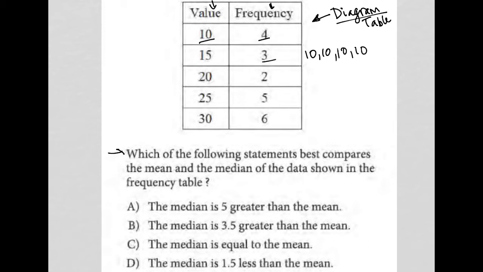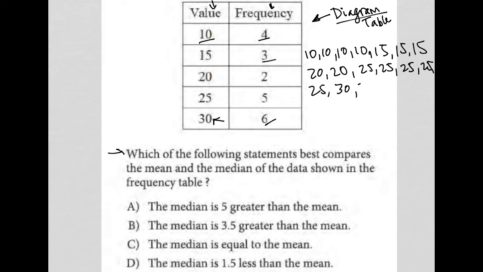It would have 3 15s, so 1, 2, 3, 2 20s, 1, 2, 5 25s, 1, 2, 3, 4, and 5, and lastly 6 30s, right? So 1, 2, 3, 4, 5, and 6. So whenever I can do that, I like to write it down. You don't have to. I'll also show you a way to do it without writing it down. Obviously, these frequency numbers can be a lot larger than what we have here.